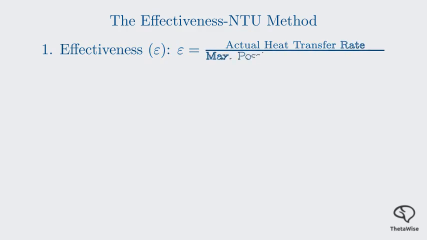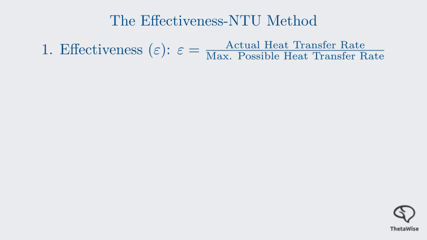A more convenient approach is the effectiveness NTU method. The effectiveness NTU method uses two dimensionless parameters to analyze heat exchangers without needing to know all four temperatures. The first is effectiveness, epsilon. Effectiveness is defined as the actual heat transfer rate achieved by the exchanger, divided by the maximum possible heat transfer rate. The maximum possible rate would be achieved by an ideal, infinitely long exchanger in counterflow.